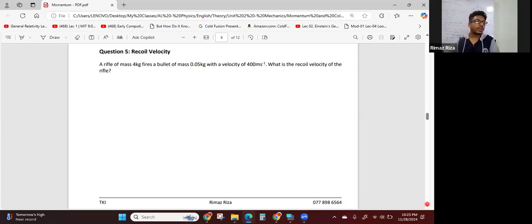So here a rifle of mass 4 kilogram fires a bullet of mass 0.05 kilogram with a velocity of 400 meters per second. What is the recoil velocity of the rifle? You can start this question.